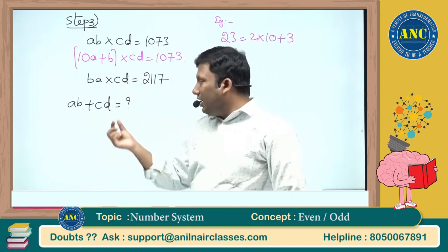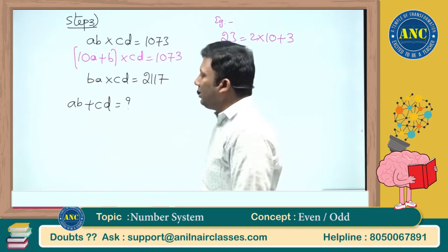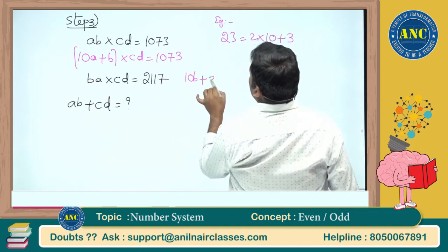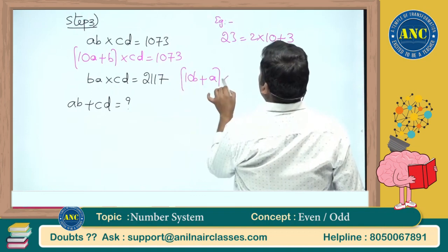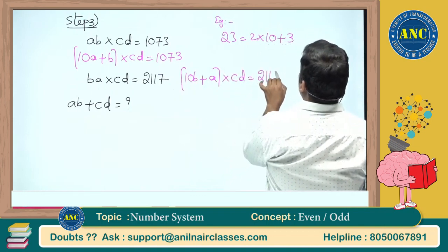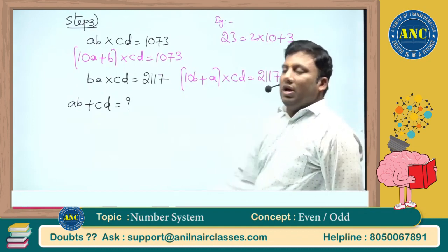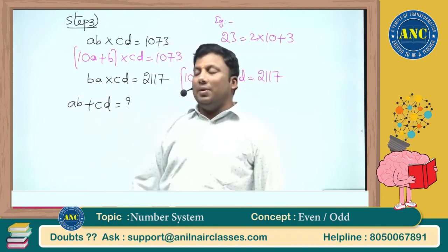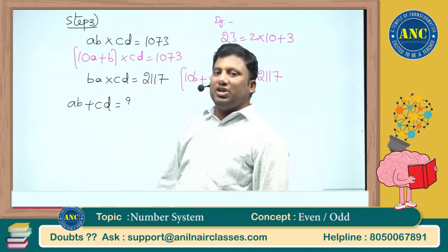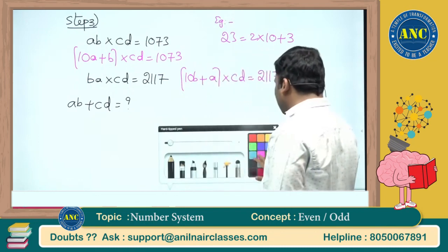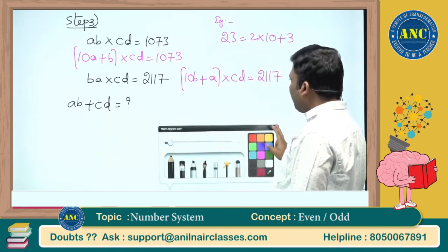CD, I am not changing anything. B is present in the tens place, so this will be 10B plus A. 10B plus A into CD is equivalent to 2117. A is present in the tens place, so the value became 10A plus B. CD, I am not changing anything. Listen carefully to this step, sir. Some interesting insights you will learn.